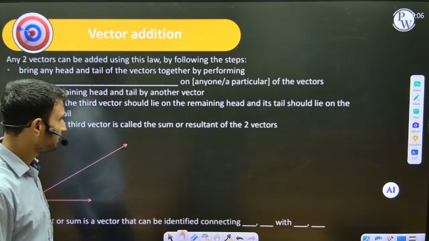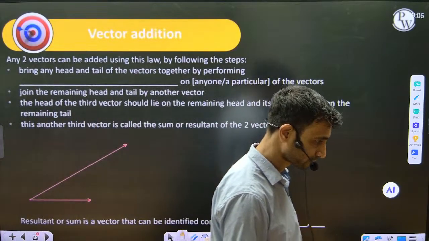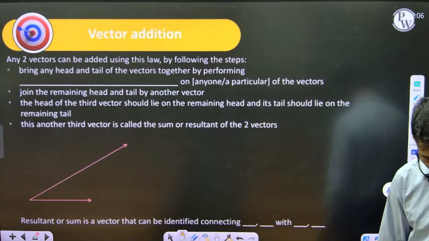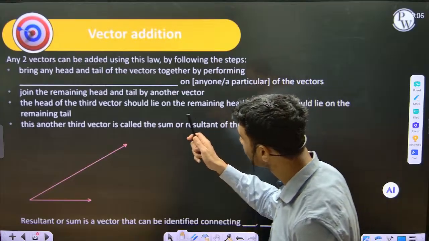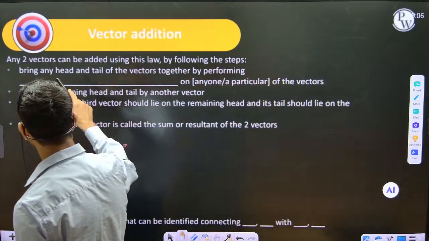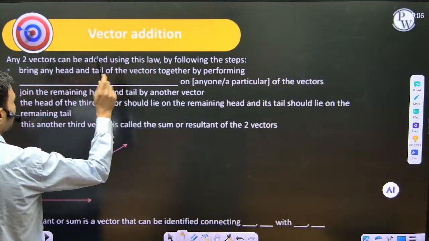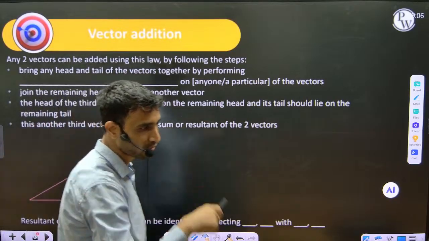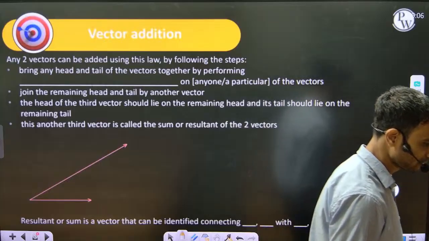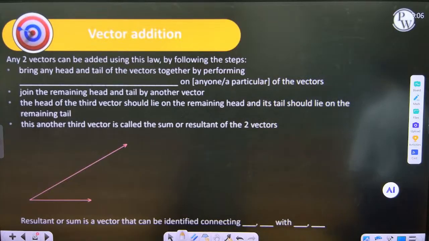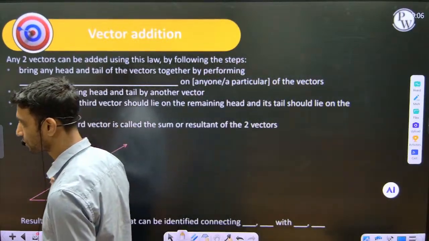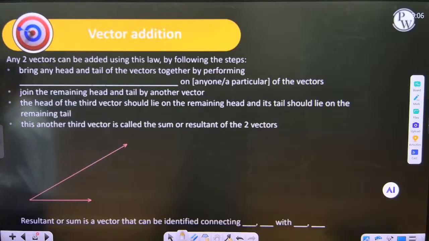So the heading, vector addition. Then there are some rules for how you add vectors, right? I have written those rules down, and any two vectors can be added using this law. If you follow the following steps, you should very well be able to add any two vectors, right? And you have to follow this procedure. Let us go to the procedure.